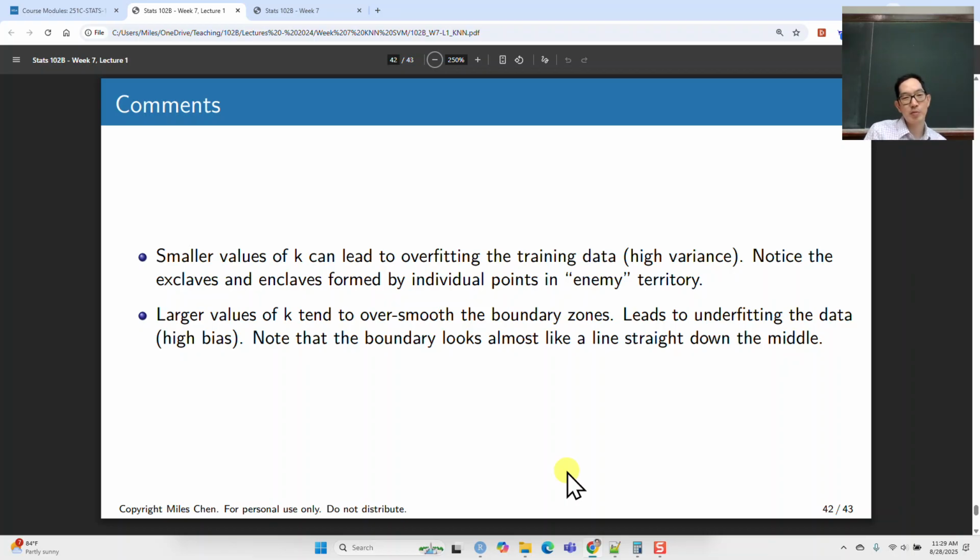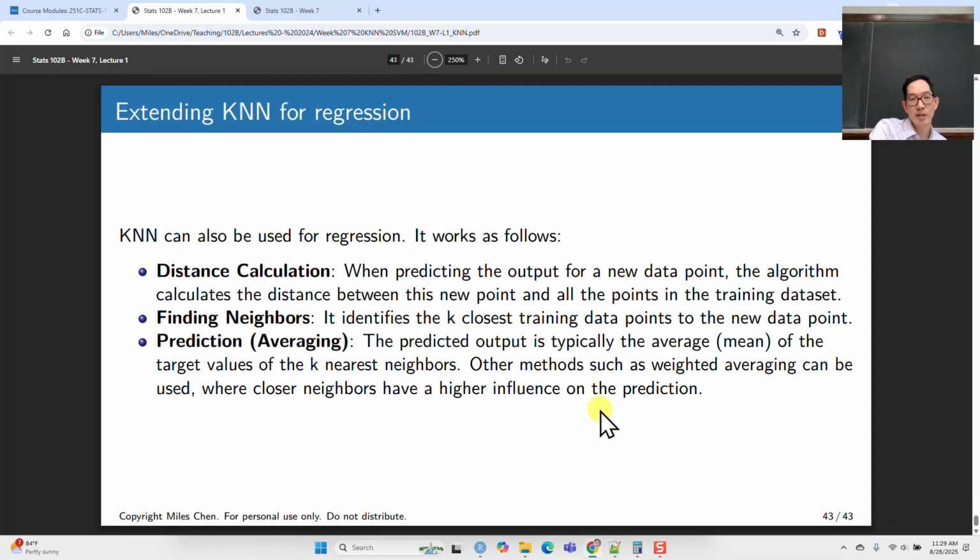So what do we have? Smaller values of k can lead to overfitting. Larger values tend to oversmooth the boundaries. Okay, I think that's about it. And then yes, k-nearest neighbors can be extended for regression.